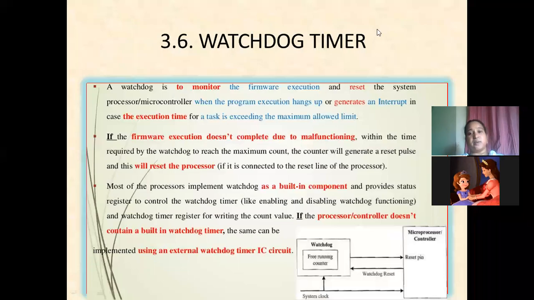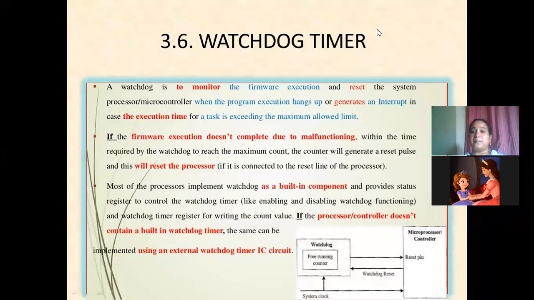So the same circuit can be used as a timer and counter. The work of this watchdog timer is that it starts counting when the execution starts. When the execution of the firmware starts, it starts counting, and for every instruction execution, some predefined time is allocated. For example, within 1 nanosecond, the execution of the particular instruction has to be completed.